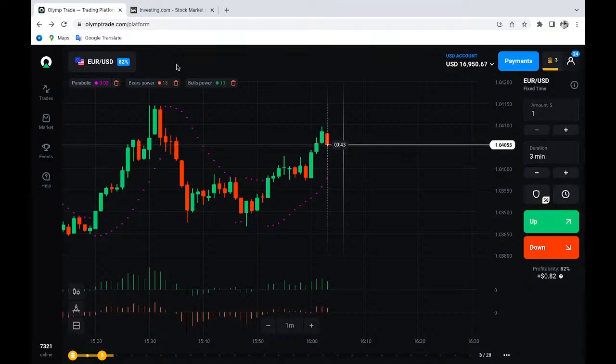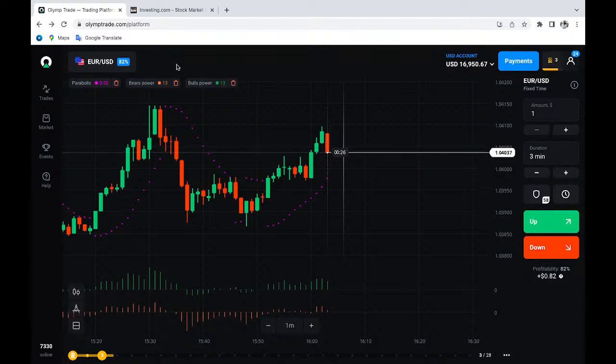The parabolic SAR, where SAR stands for stop and reverse, was developed by J. Welles Wilder and is mainly used to determine the future short-term momentum of a given asset.